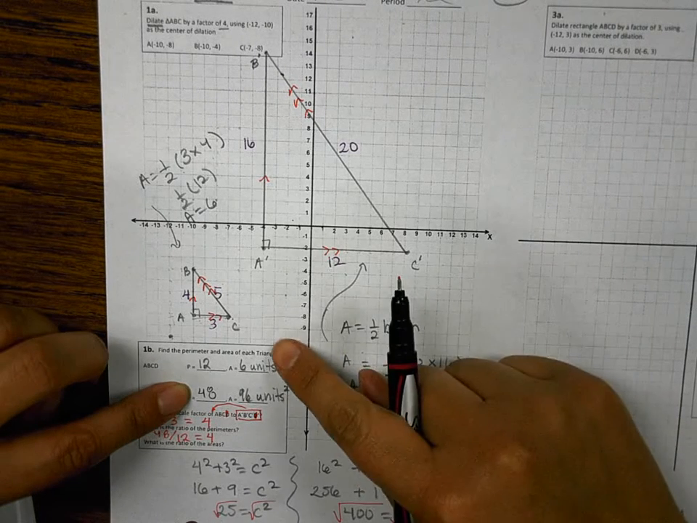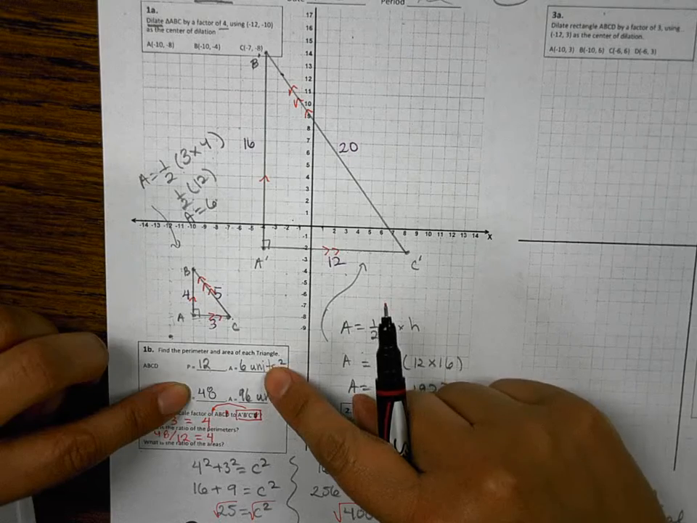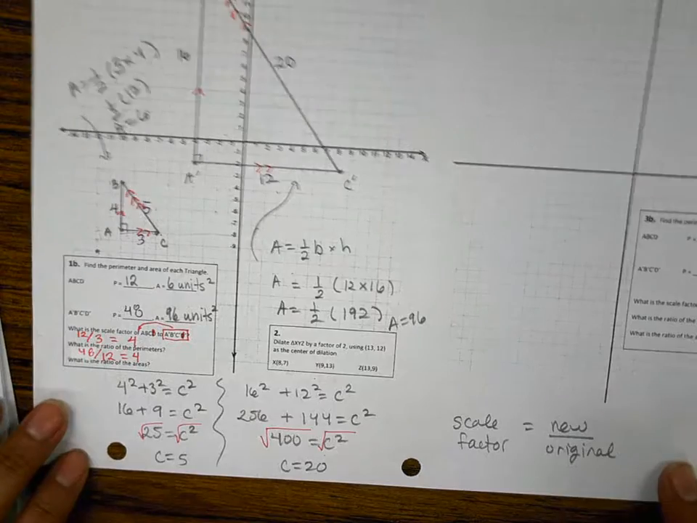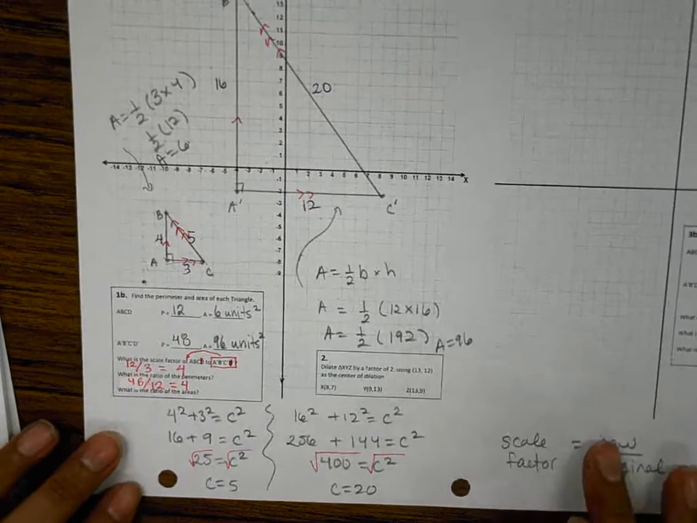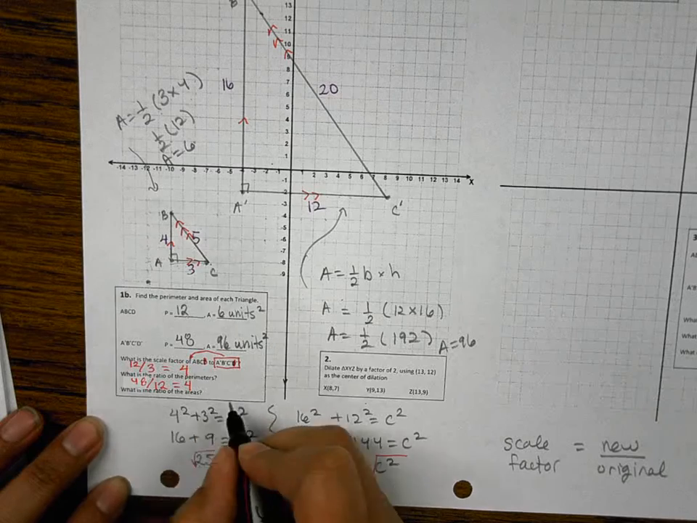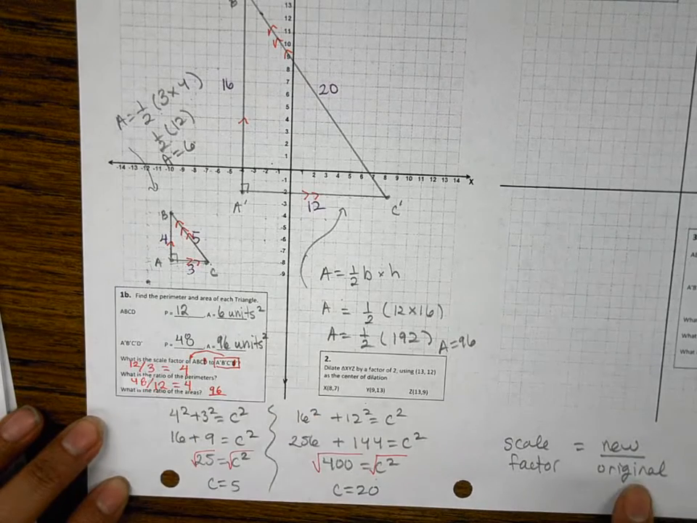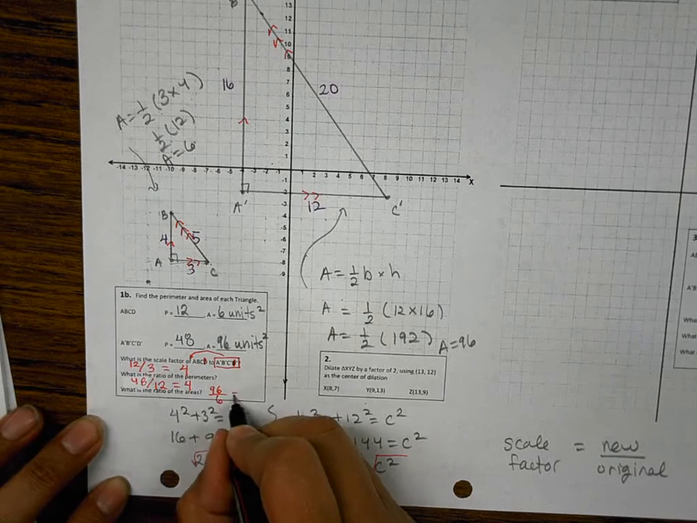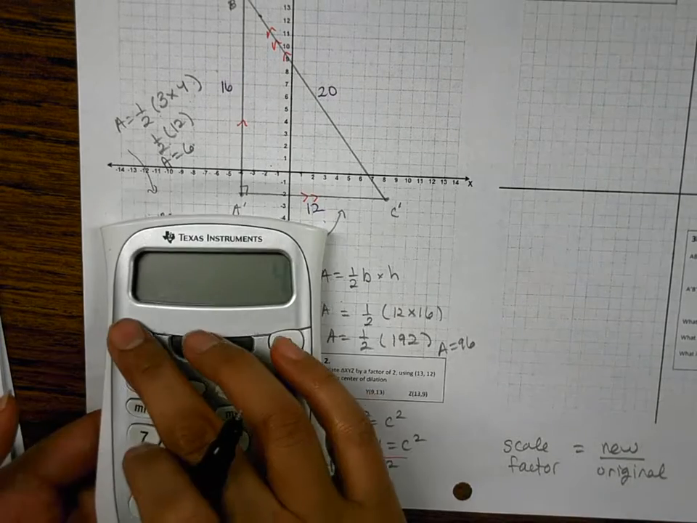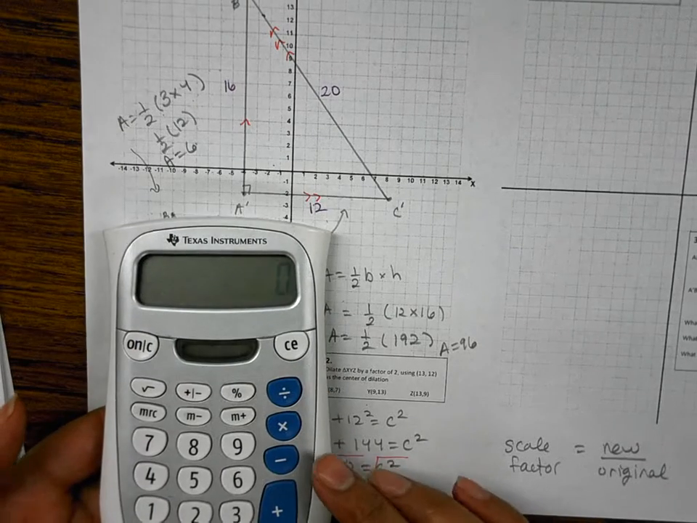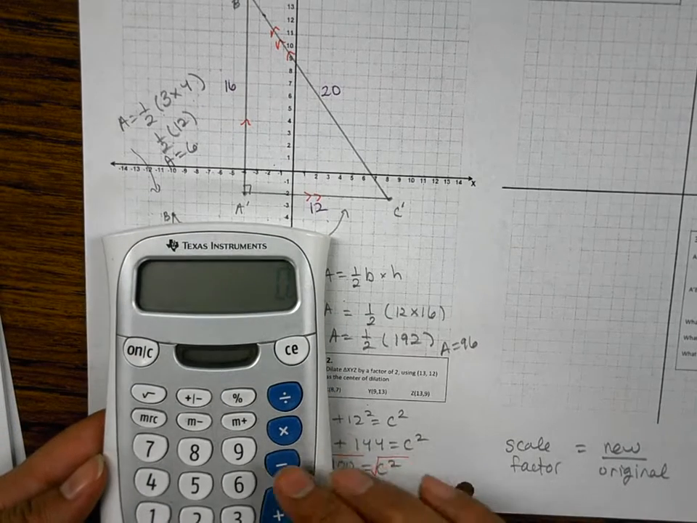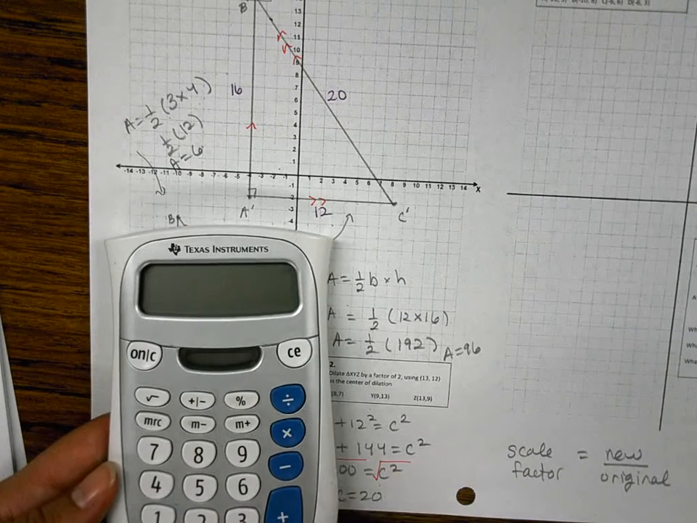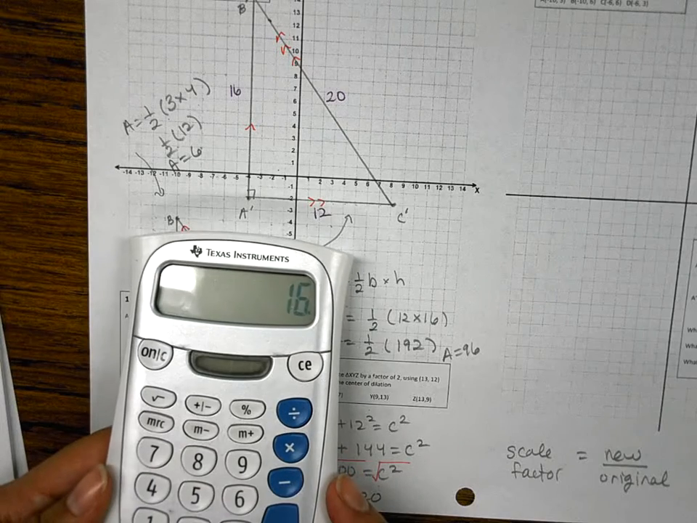And then we said, does it happen with the area? It did not. So let's check it here. What is the ratio of the area? New over original. New area is the big image, and that is 96, over the original area, the small image, and that area was 6. We plugged it in our calculator to divide. 96 divided by 6 equals 16.